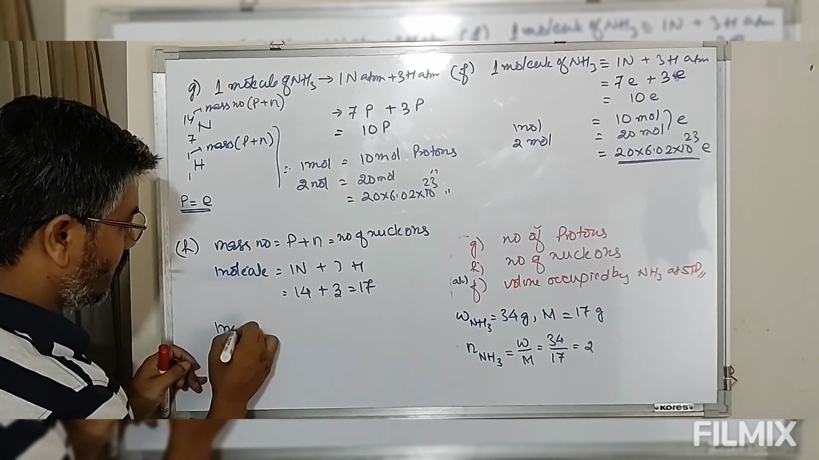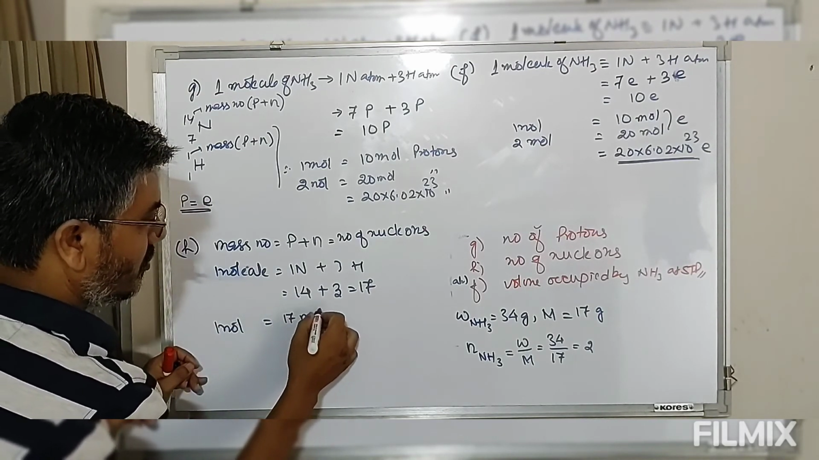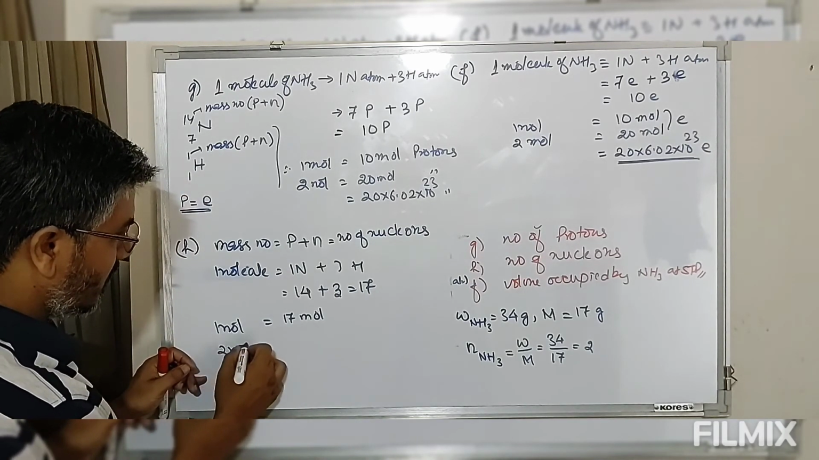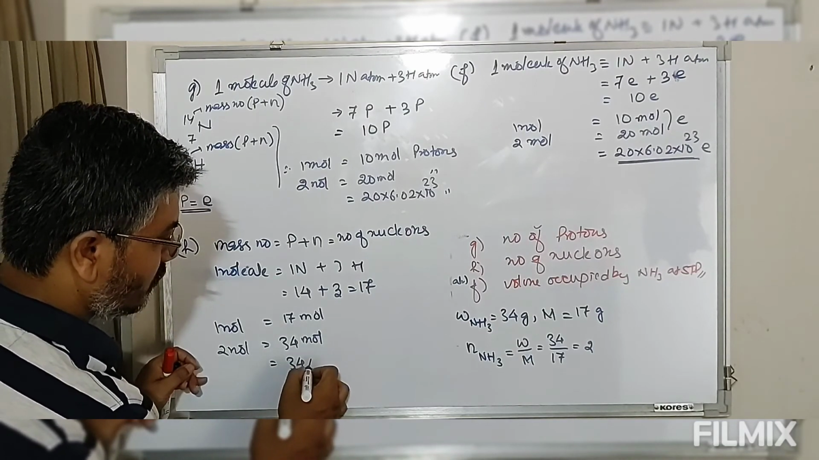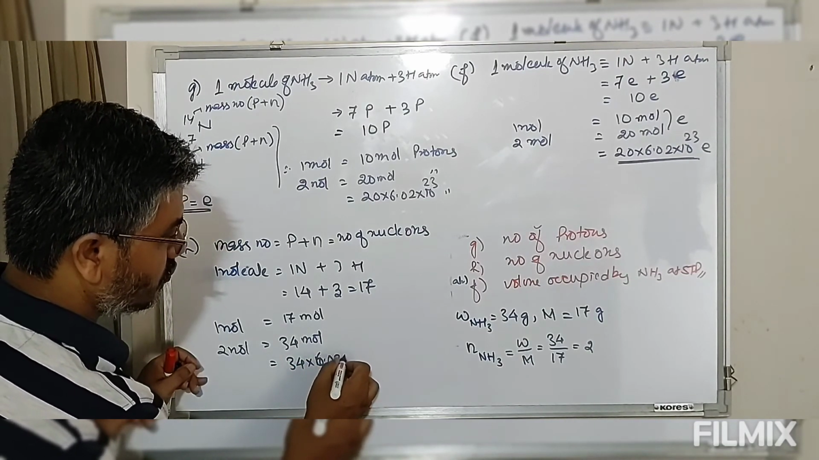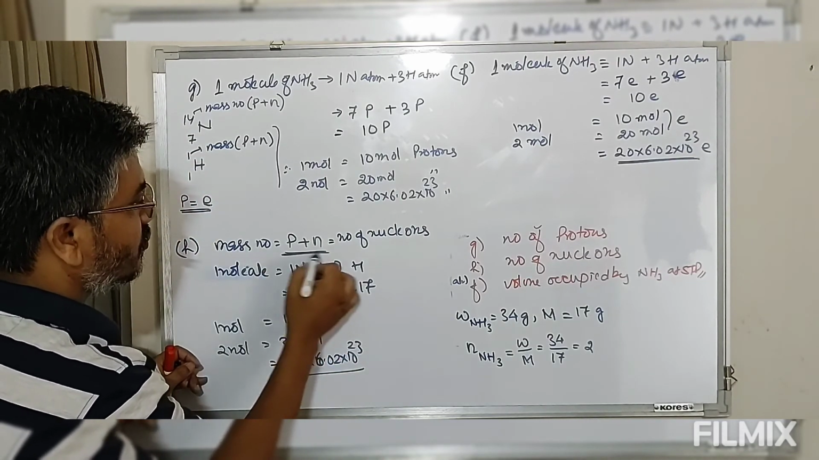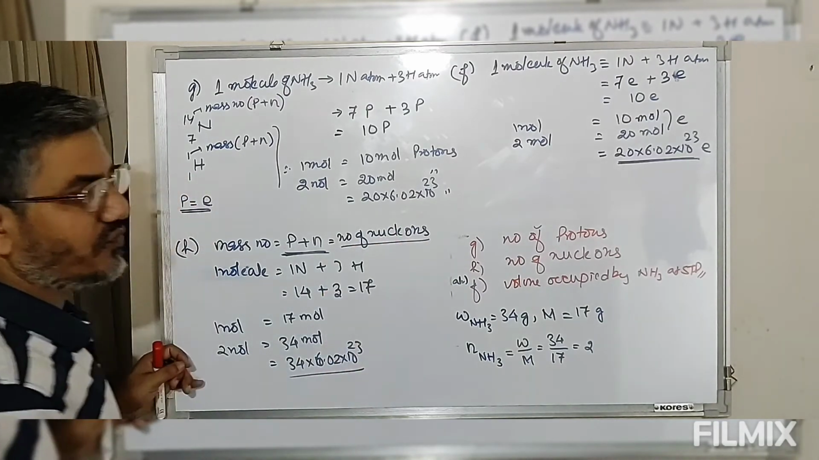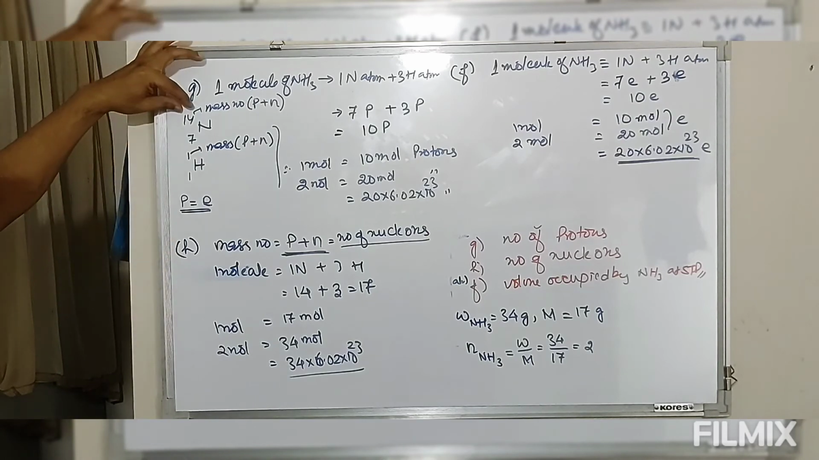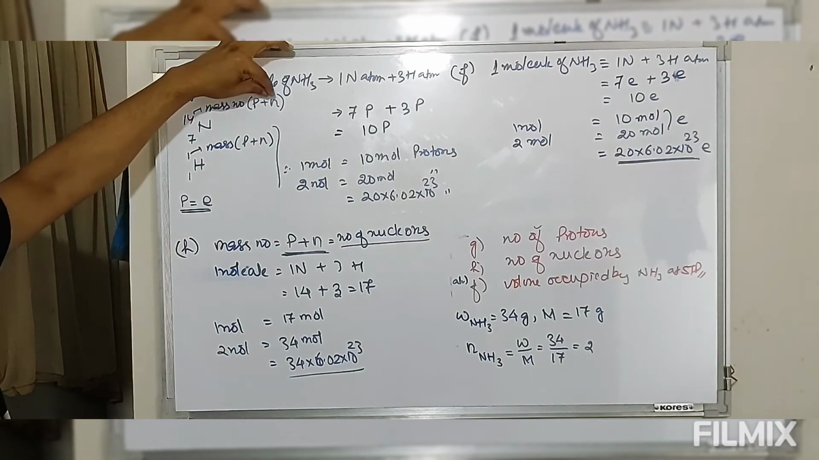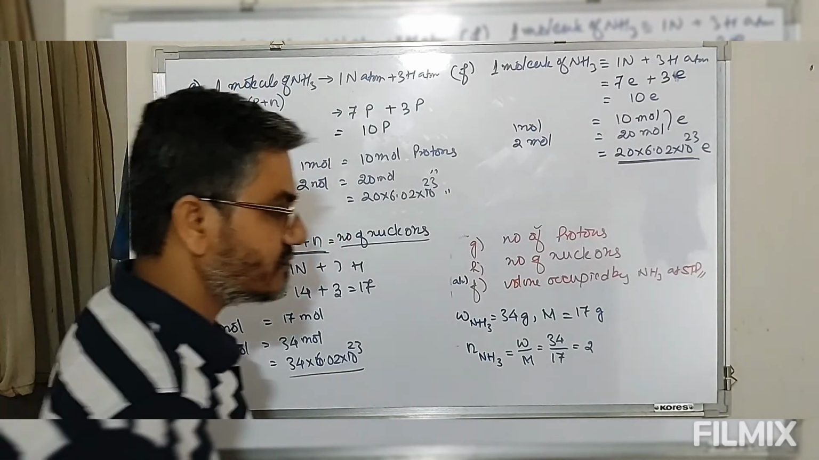So therefore, 1 mole will have 17 mole nucleons. So 2 mole will have 34 mole. So that is 34 into 6.02 into 10 to the power 23. So simply now look at this, mass number, that is proton plus neutron, is the total number of particles present inside the nucleus. So mass number is this. So this represents protons plus neutrons. This proton plus neutron is defined as the number of nucleons.